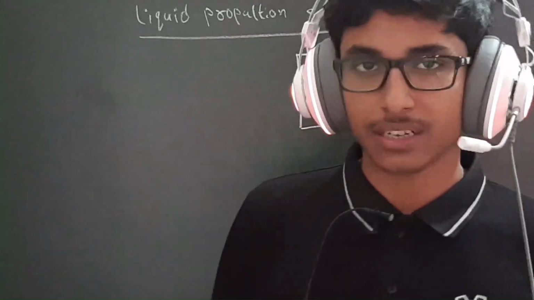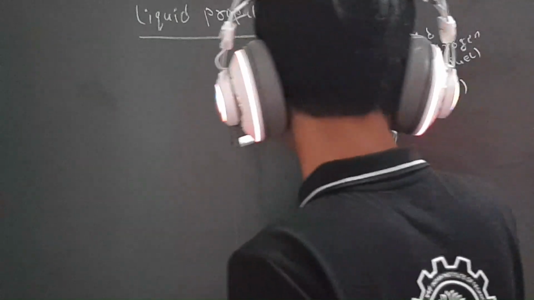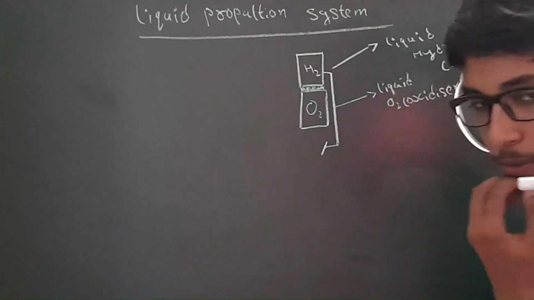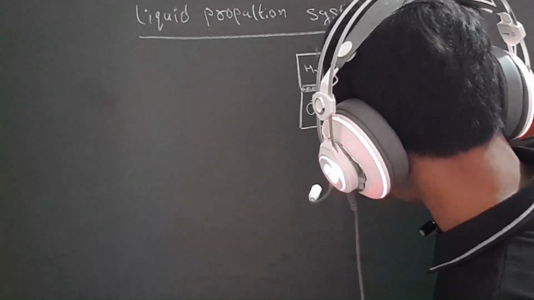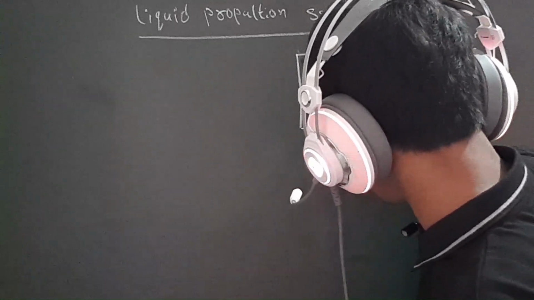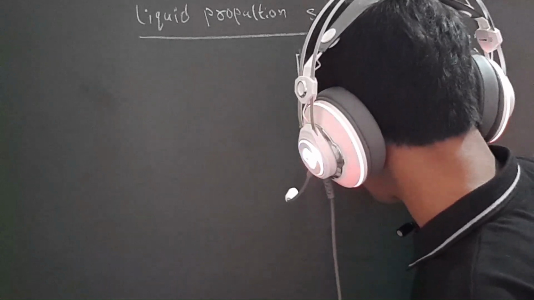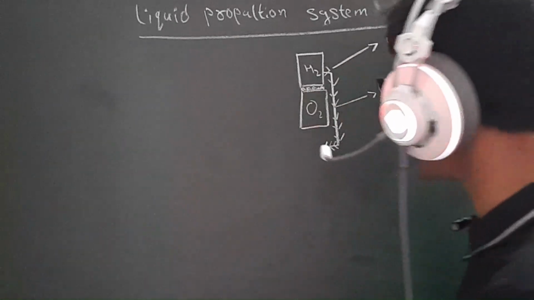There's a part in the rocket body known as the combustion chamber where the combustion actually takes place. So what happens is there are pipelines which I'm going to draw. This is the pipeline you see from the liquid hydrogen tank. The flow of liquid hydrogen will be like this, right?